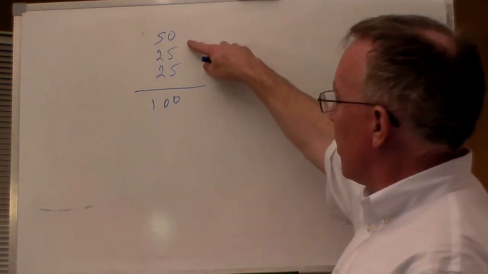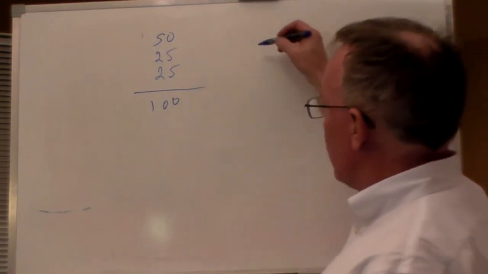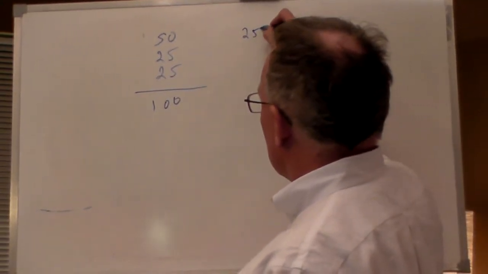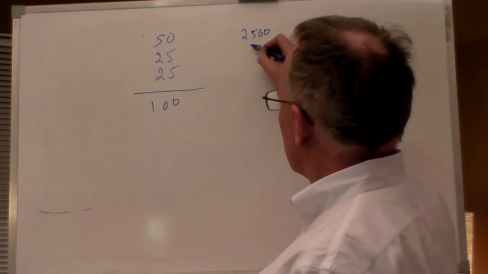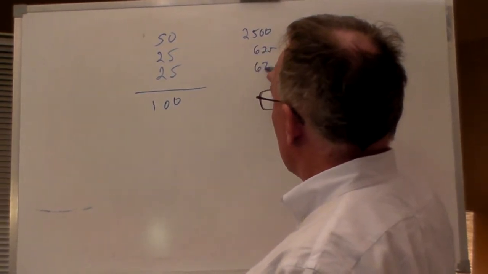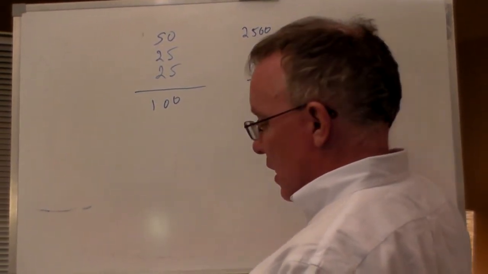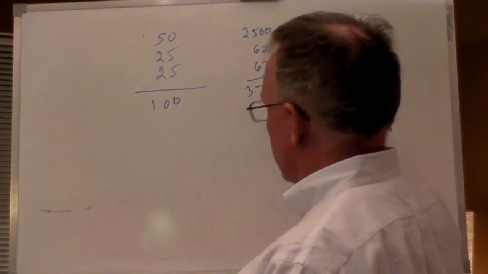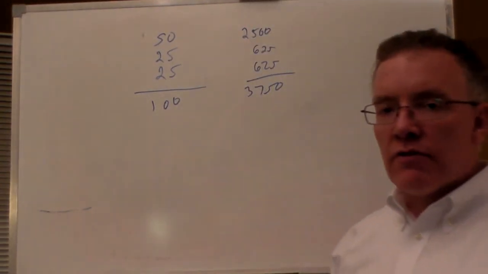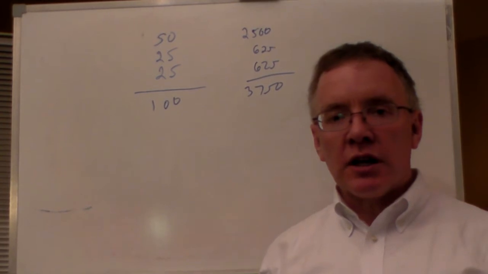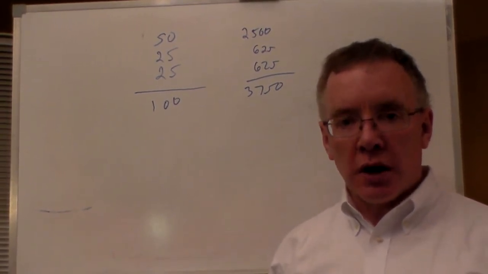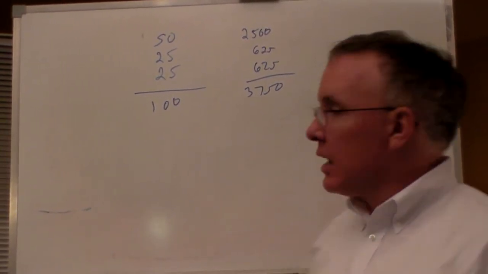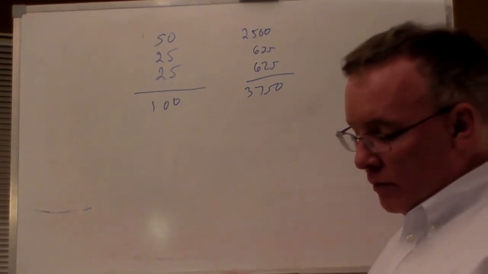And then we square each of these numbers. So 50 squared, of course, is 2,500, and 25 squared is 625. And so the sum of these 3 is 3,750. So for an industry that has 3 firms, one of which has 50% of the market and each of the other 2 has 25%, the index is 3,750.